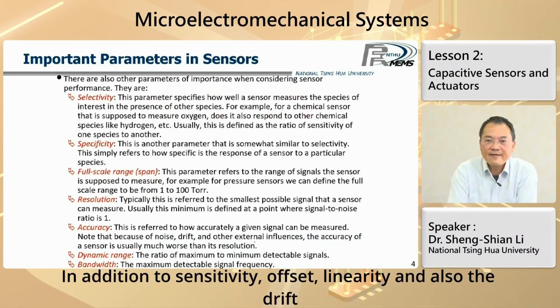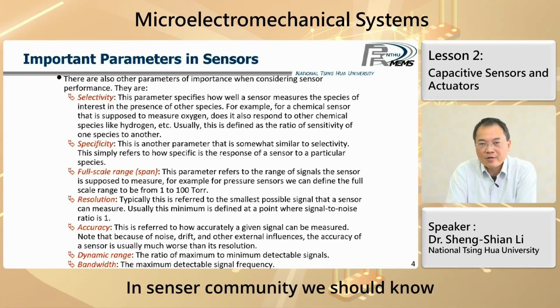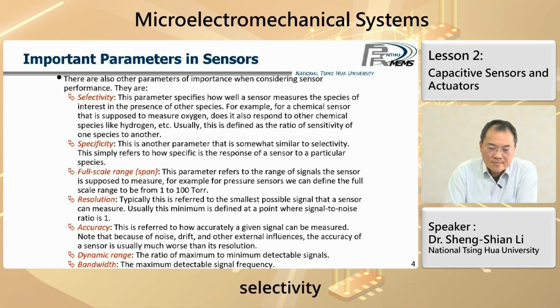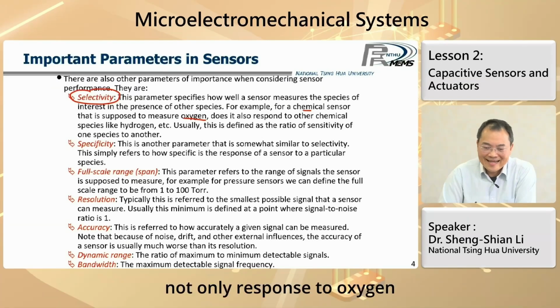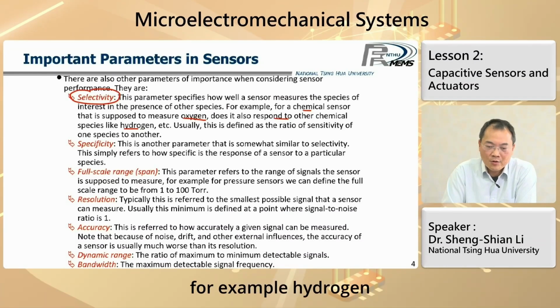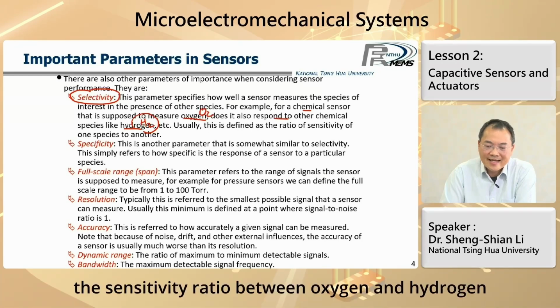In addition to sensitivity, offset, linearity, and drift, there are a few other important parameters in the sensor community we should know. First one, selectivity. What is selectivity? For example, you are designing a chemical sensor, for example, an oxygen sensor. The oxygen sensor not only responds to oxygen, it also has some response to, for example, hydrogen, right? The O2 sensor also responds to H2, hydrogen. So the selectivity is defined as the sensitivity ratio between oxygen and hydrogen.